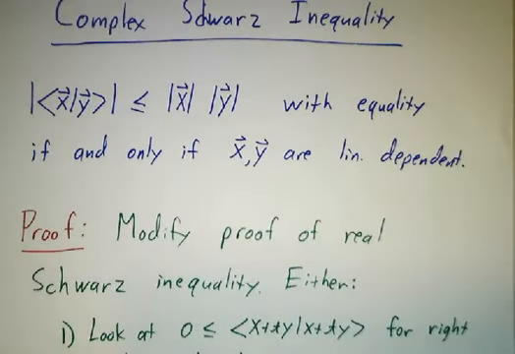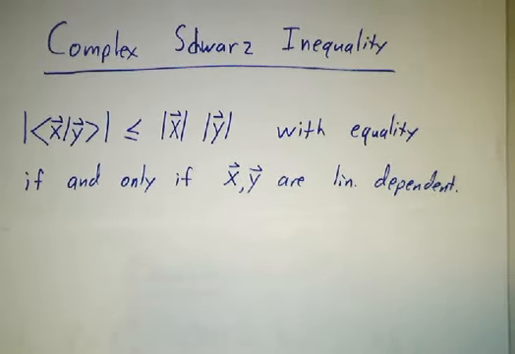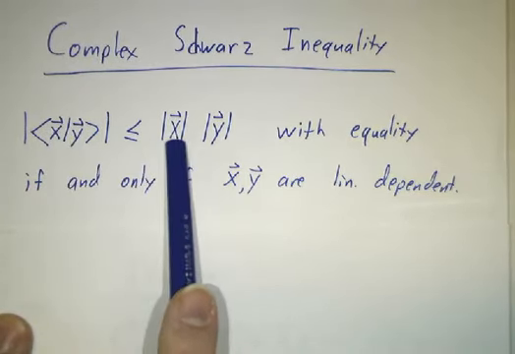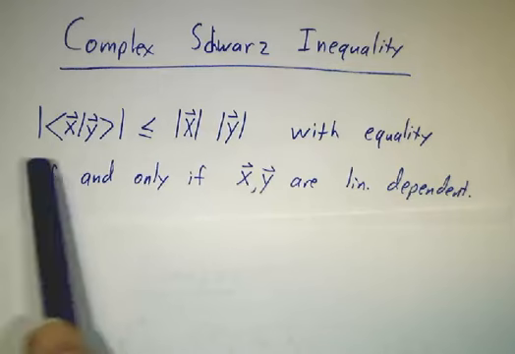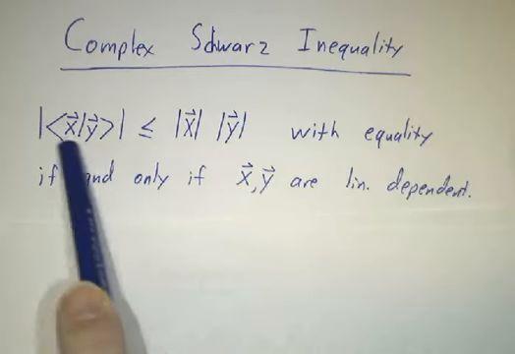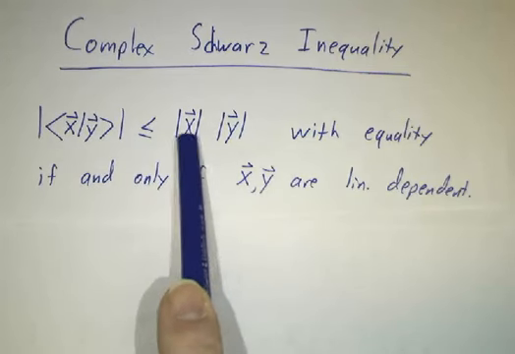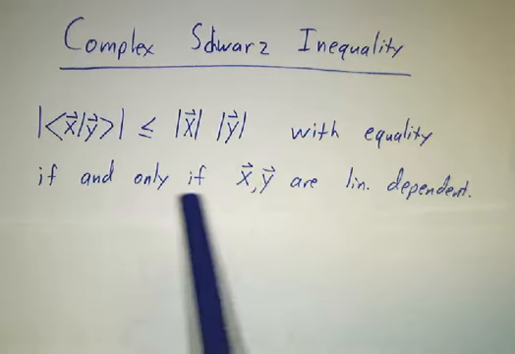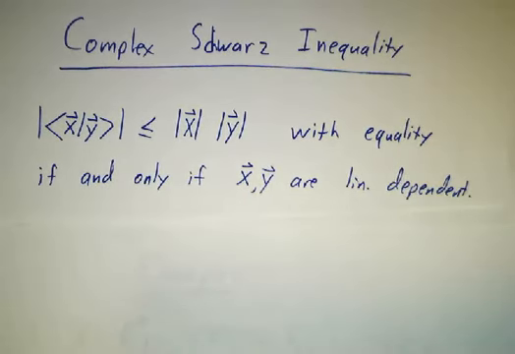Now, a really important thing for a real inner product space was that it satisfied the Schwarz inequality. Schwarz inequality said that the inner product absolute value was less than or equal to the size of the first times the size of the second. Well, the same thing goes for complex inner products. Only now these bars don't mean absolute value, they mean the length of the complex number. So the length of the complex number x dot y is bounded by the length of the vector x times the length of the vector y. And they're equal if x and y are linearly dependent, and they're unequal if x and y are linearly independent.